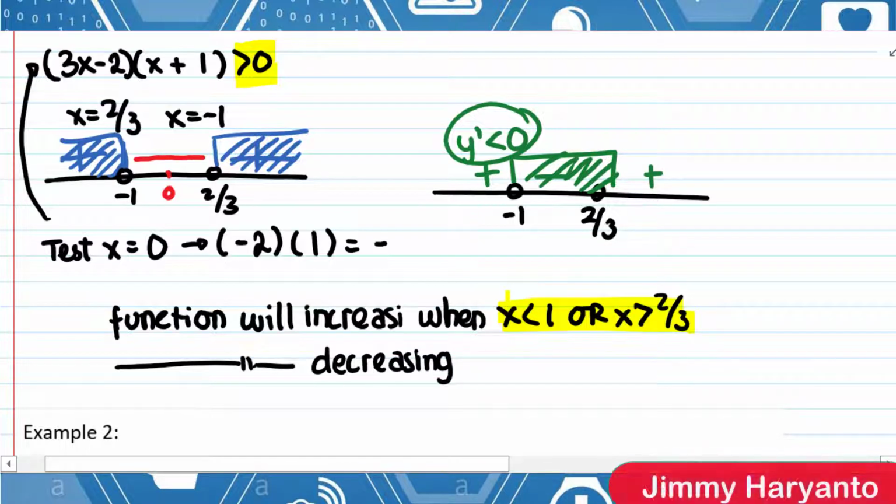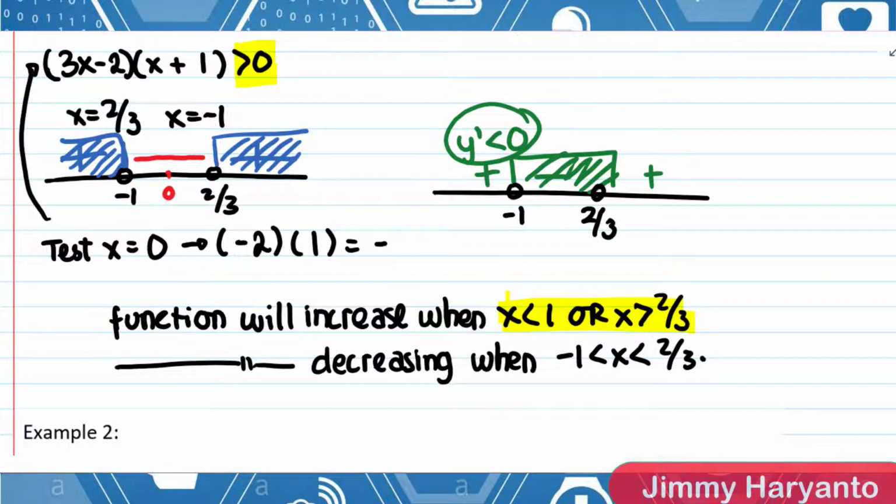increasing, will increase, that is more accurate. Anyway, for this one, decreasing when negative 1 is less than x less than 2 over 3. Okay, so this is example 1.